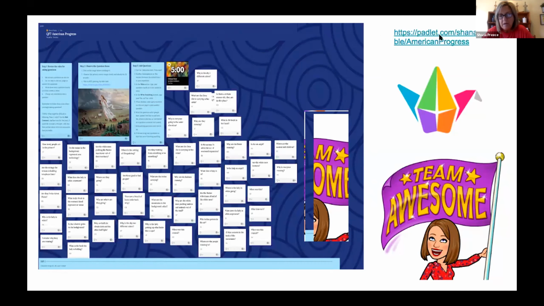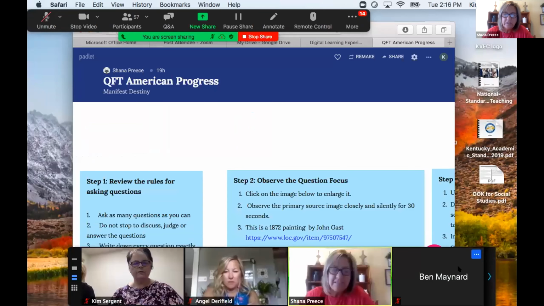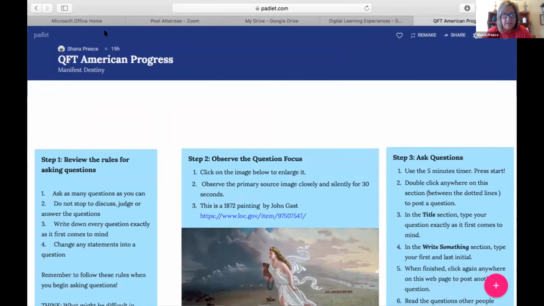And with this Padlet, I was introducing this QFT, American Progress. I'd given my students the photo, the primary source, American Progress, for them to look at, and that started our introduction into the Westward movement. If you've never used Padlet, I can't recommend it enough. I think it's very easy to use, and the kids find it very interactive.